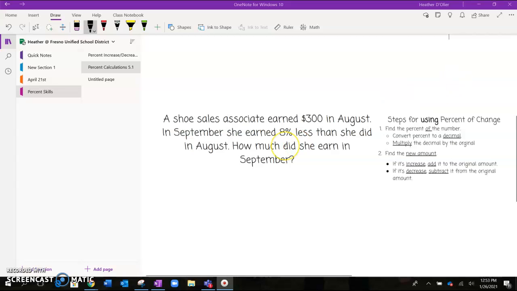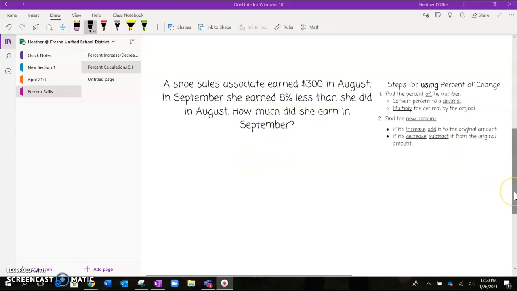All right. So I have an example here, and I've still got the steps. It says a shoe sales associate earned $300 in August. In September, she earned 8% less than she did in August. How much did she earn in September? So I already see that word less. So I know this is a decrease, and I'm going to annotate in red so I remember it's a decrease and I follow the correct steps. So it says she earned $300 in August, but she earned 8% less than she did in August. How much did she earn in September? That's where she earned that 8% less.